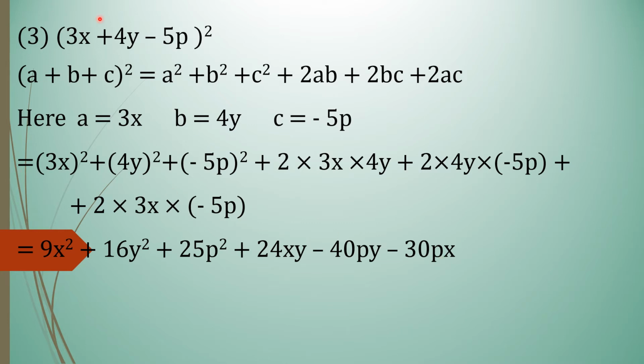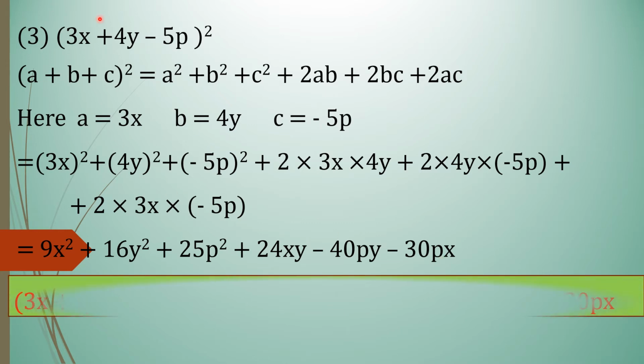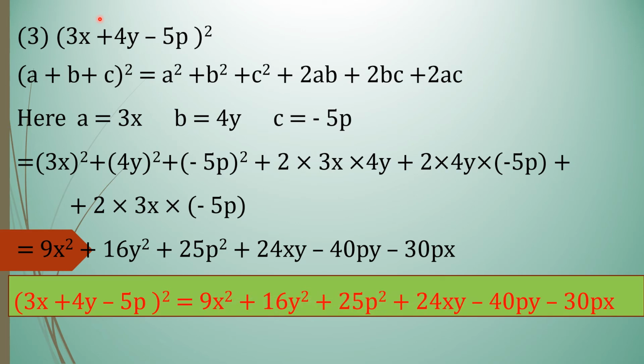So this is your answer. We'll write down that 3x plus 4y minus 5p the whole square equals 9x square plus 16y square plus 25p square plus 24xy minus 40py minus 30px. So I hope you are getting the concept. So let's solve our next sum.